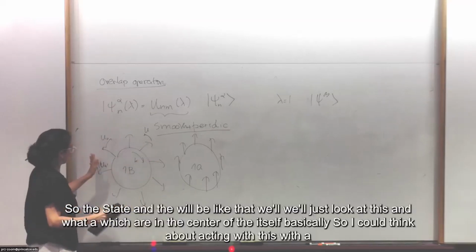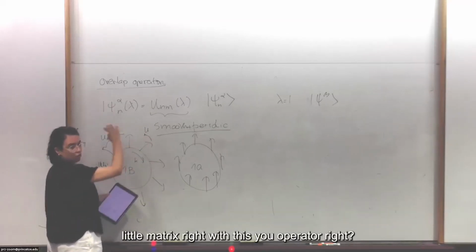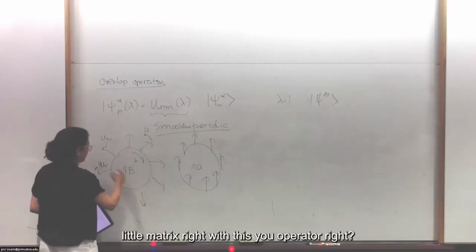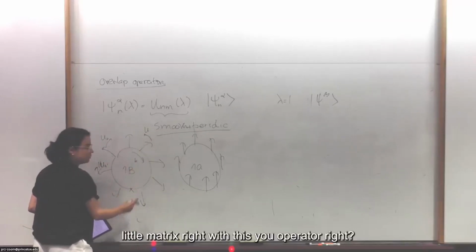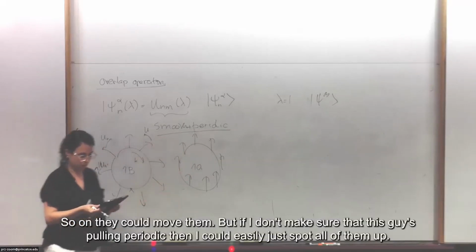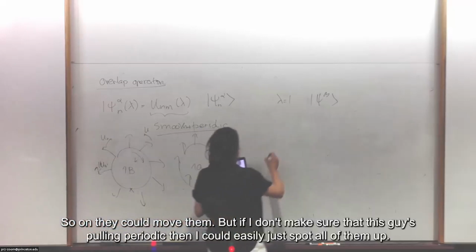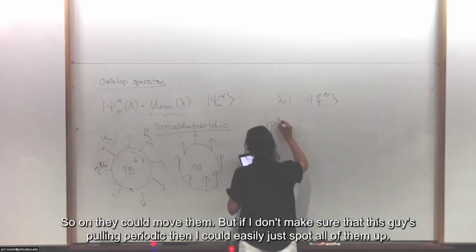I could move them. But if I don't make sure that this guy is smooth and periodic, then I could easily just swap all of them up. But if I make sure that it's smooth and periodic, I'll have a problem in the South Pole, and these two can never possibly be connected into one another. So the two spaces, they're unitarily equivalent.